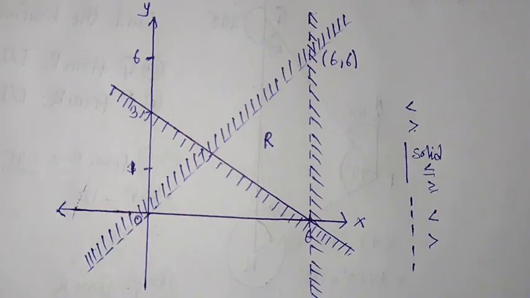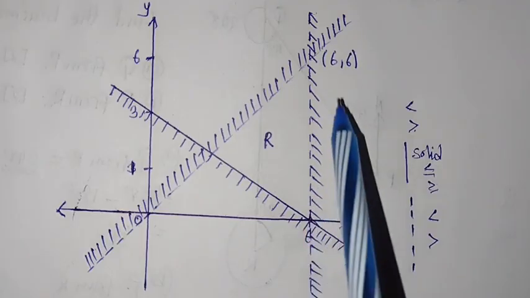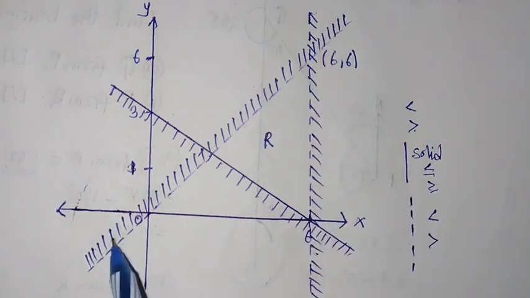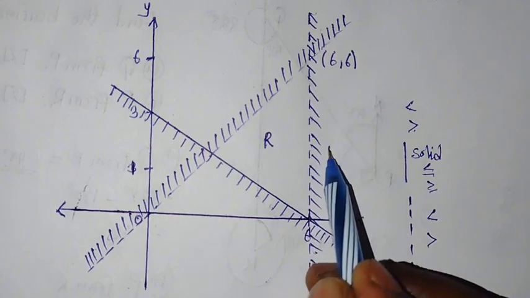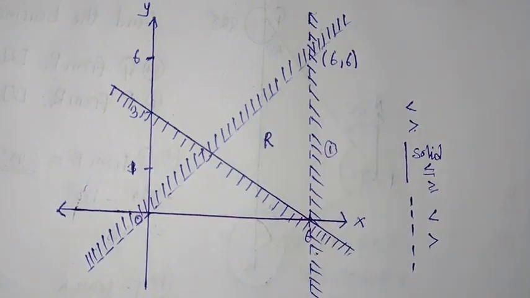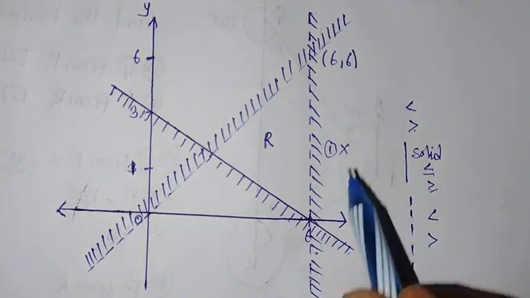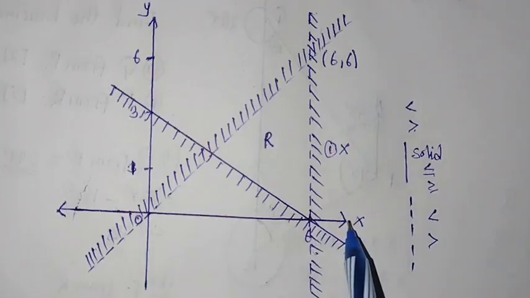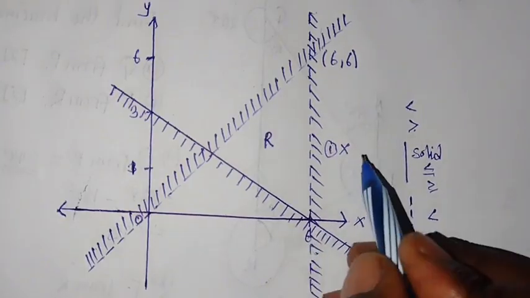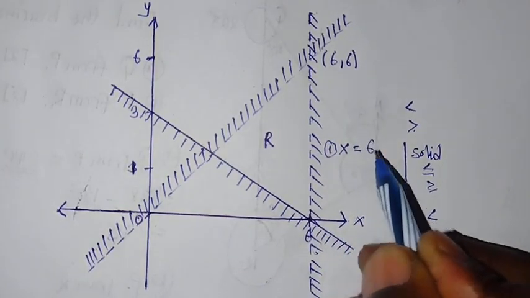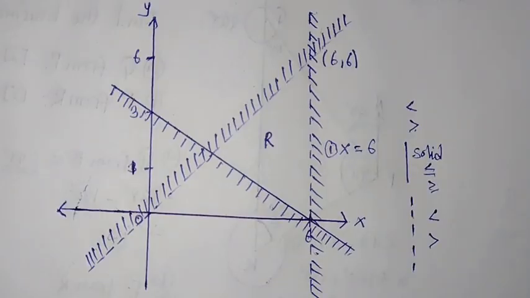So the first thing, we need to identify which lines are simple. So we have this line and we also have this line. I'll call this line 1. Line 1 is simple because it's passing through the x-axis at the point x is equal to 6. So this one, x is equal to 6. The question is saying, describe the unshaded region.